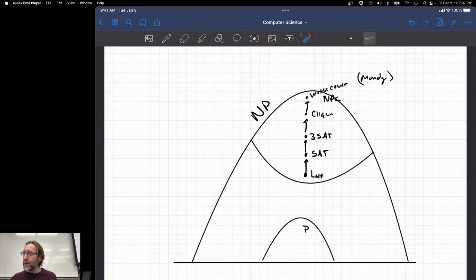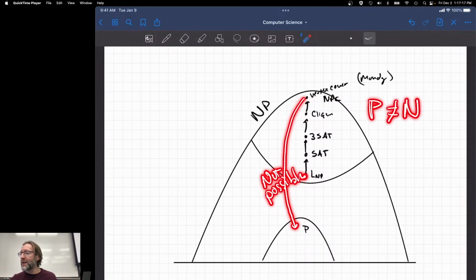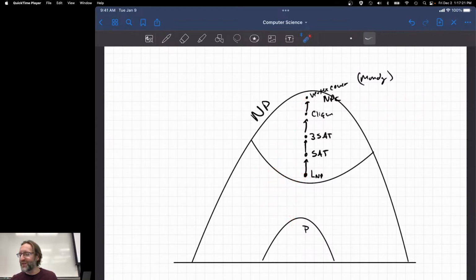What about the other way? Could you show that this is not possible? If you did, guess what? You showed that P is not equal to NP. Right? Either way, you've solved the $1 million question, right? And just that easy.